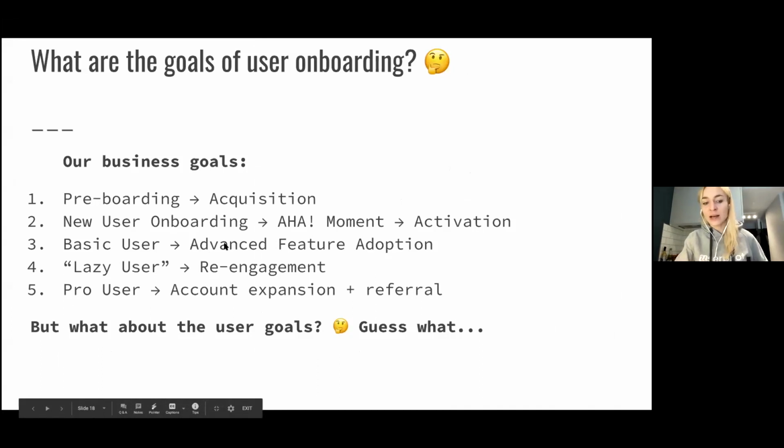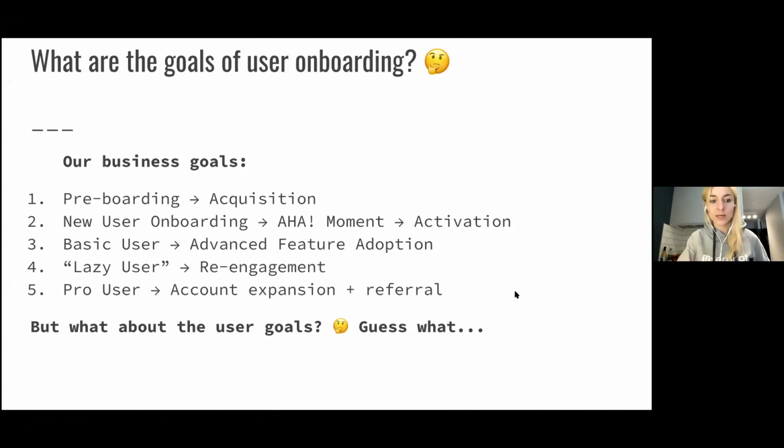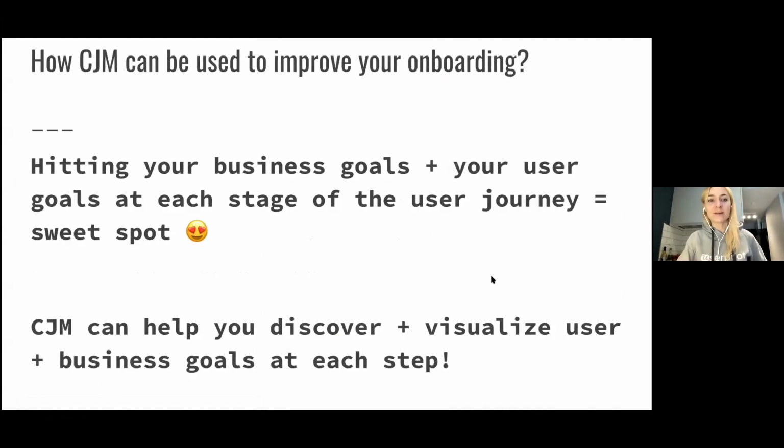Okay. Right, but you know, the different goals can be adjusted if you have a problem with, say, high support cost and a lot of people writing to your support. This may be your main business objective, of course. The sweet spot where you want to be is where you hit your business goals and at the same time, your user hits their goals at each stage of the user journey, right? So this is exactly what you want to find out from your customer journey map. And this is how it can help you visualize these goals.